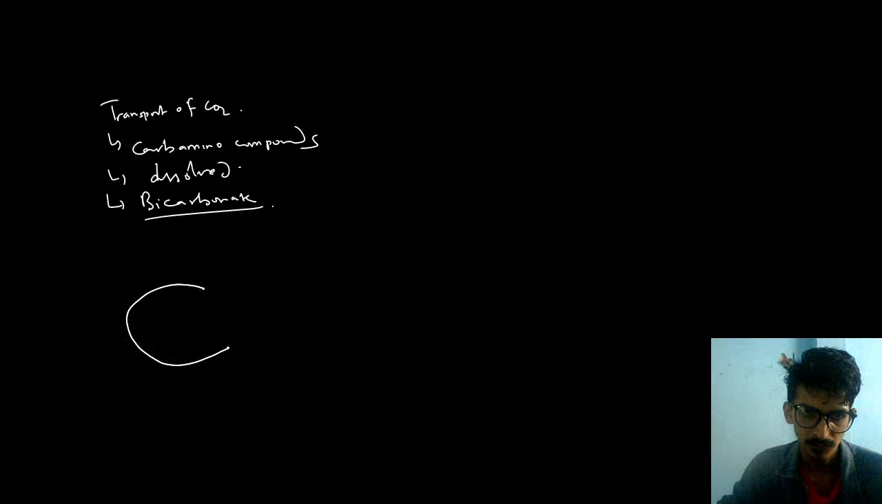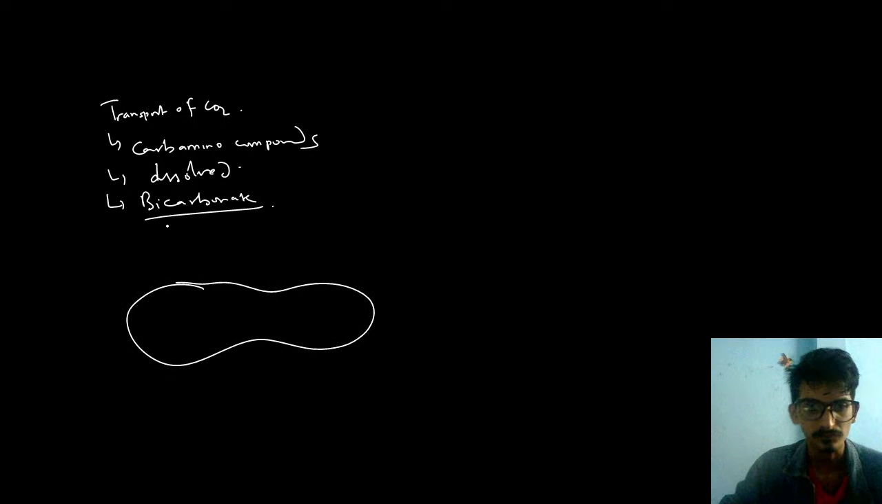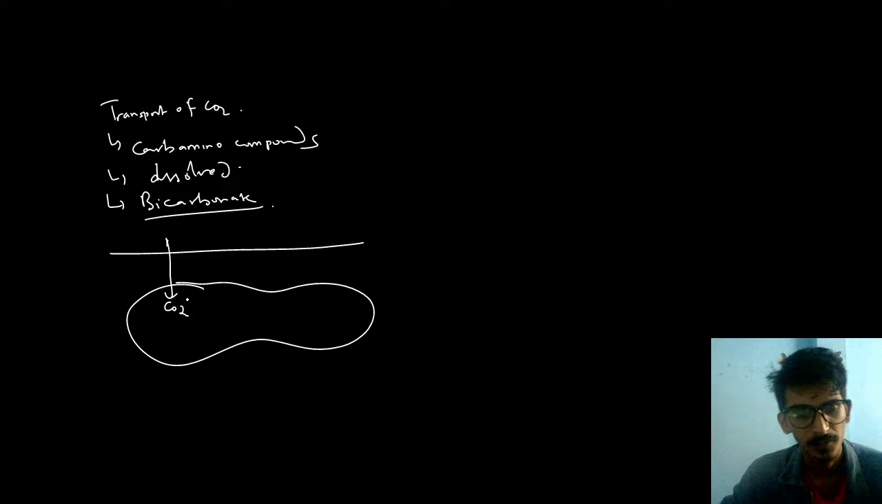Okay, suppose this is the RBC. How will this carbon dioxide be transported? Suppose this is carbon dioxide. Carbon dioxide is soluble, so it crosses the wall. Carbon dioxide will bind with water, and then it will form carbonic acid in the presence of carbonic anhydrase.